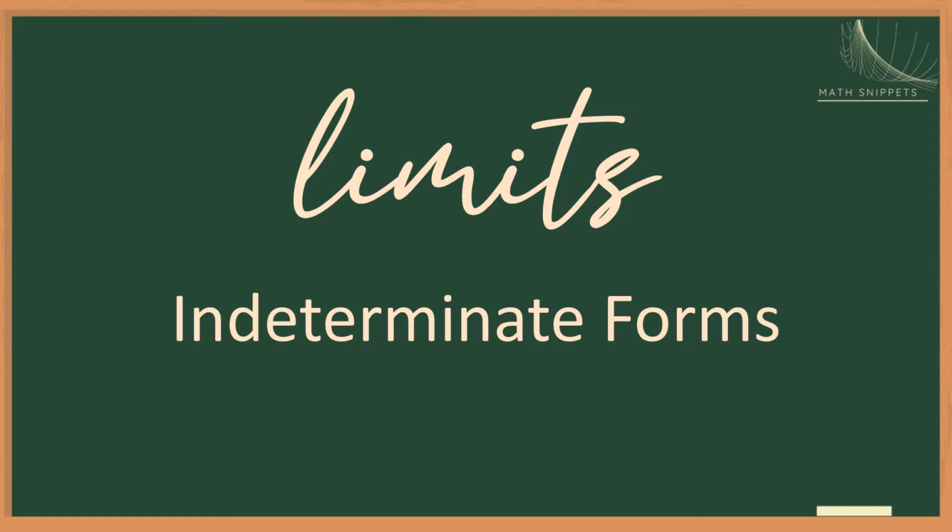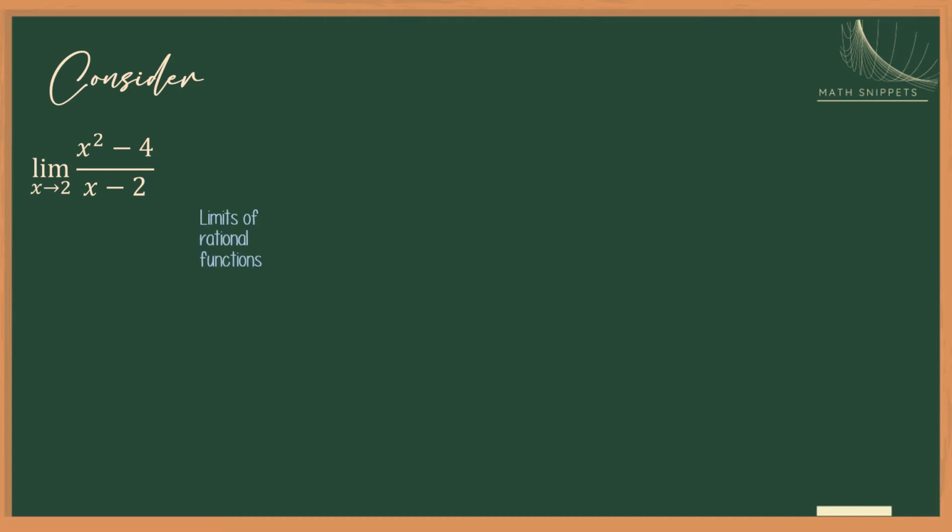So this time, let's consider functions that have indeterminate forms. Now let's consider the limit as x approaches 2 of x squared minus 4 over x minus 2. When we have functions of this form, what we usually do is we first apply the limits of rational functions and then we simplify after. So let's do that. When we do that, what we get is 0 over 0.